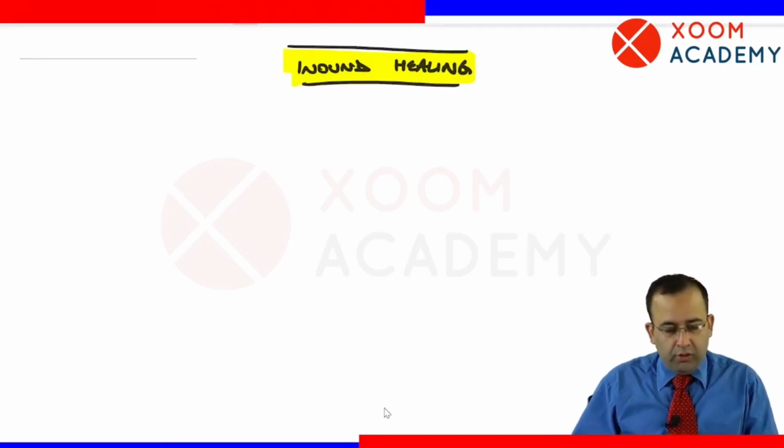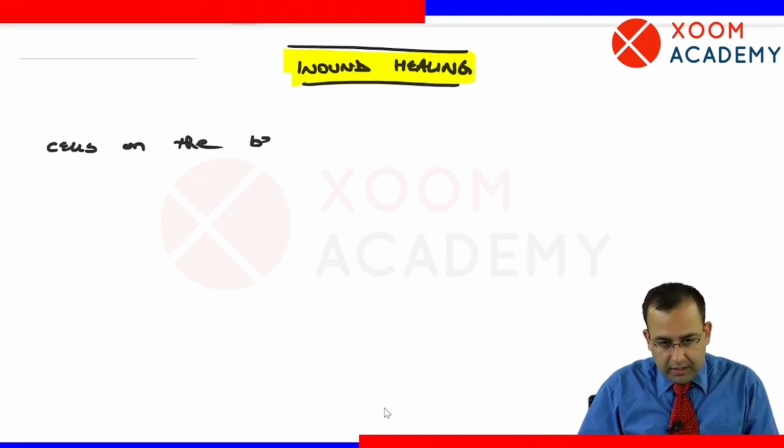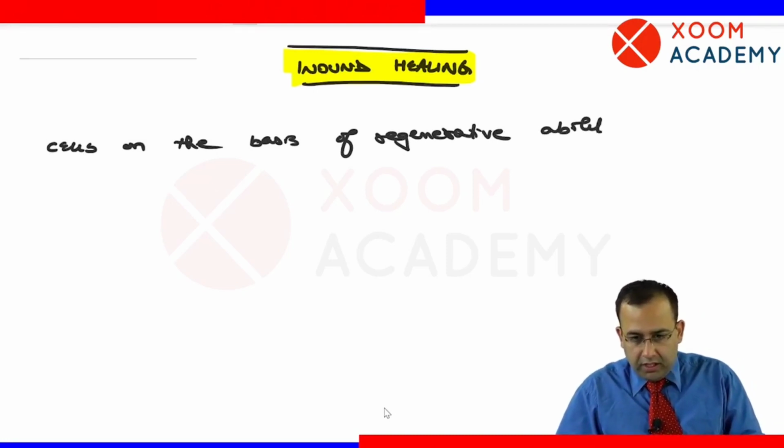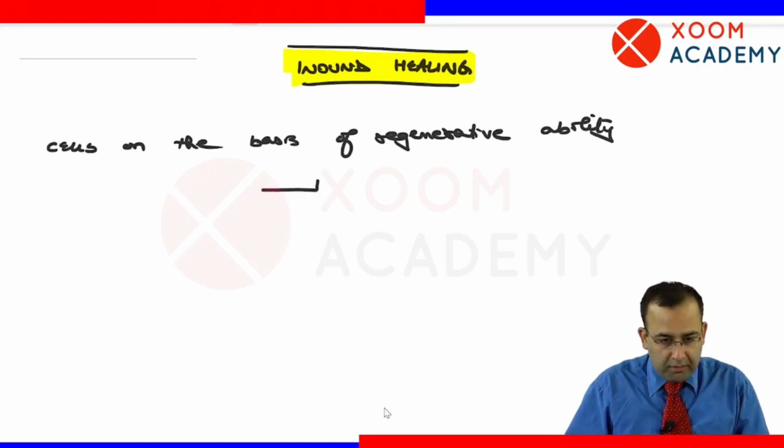First point, wound healing: cells on the basis of regenerative ability, कि cells कितना regenerate होते हैं. On the basis of regenerative ability, I can divide cells into three types. तीन type के cells हैं.